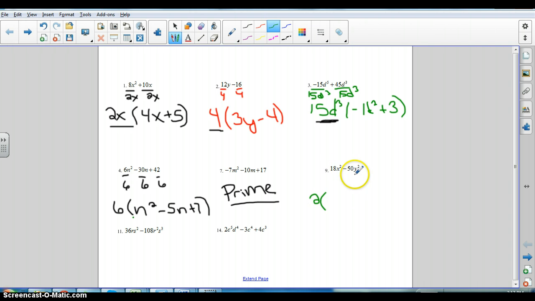And then we have 2 x's here and 2 y's here. So we don't have anything in common in these two terms. There's nothing that we can factor out as far as letters. So just 2. Just divide each piece by 2.